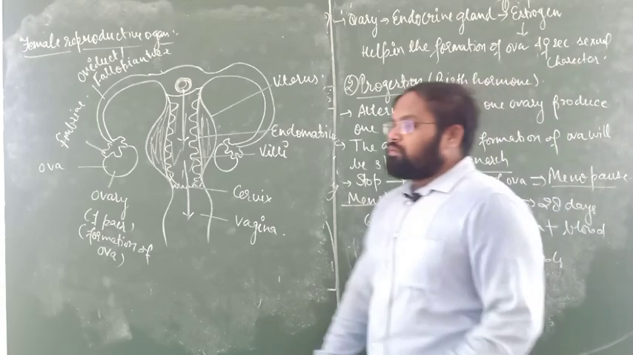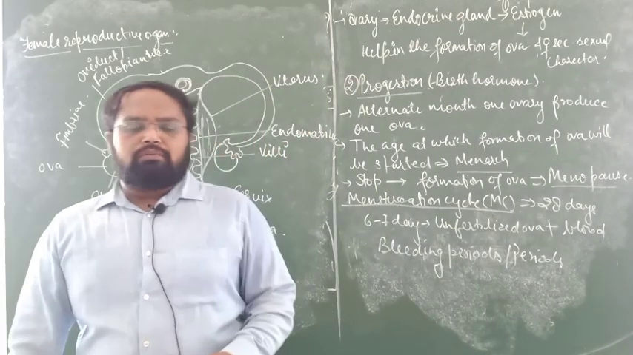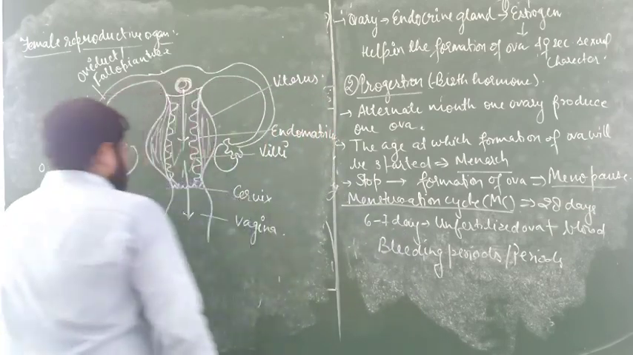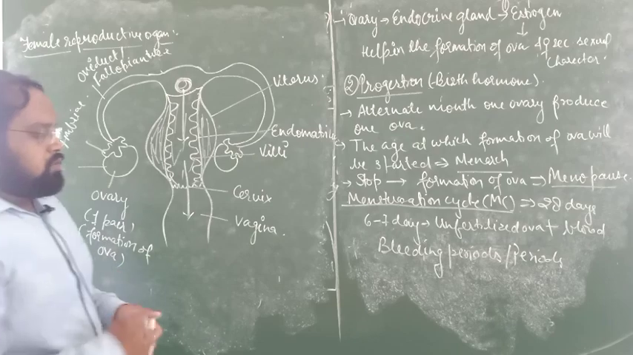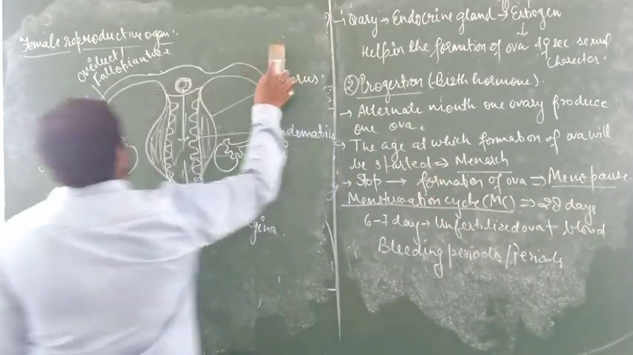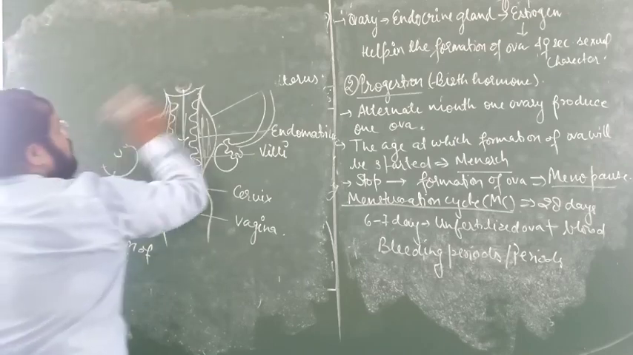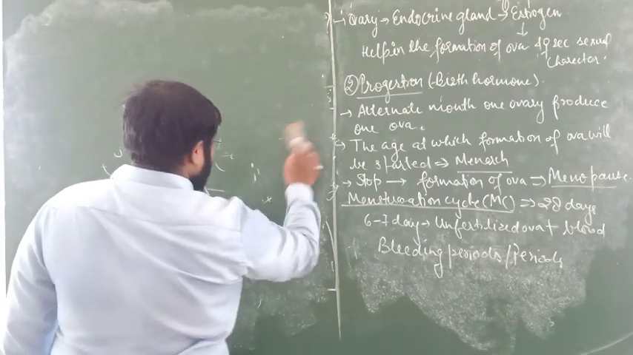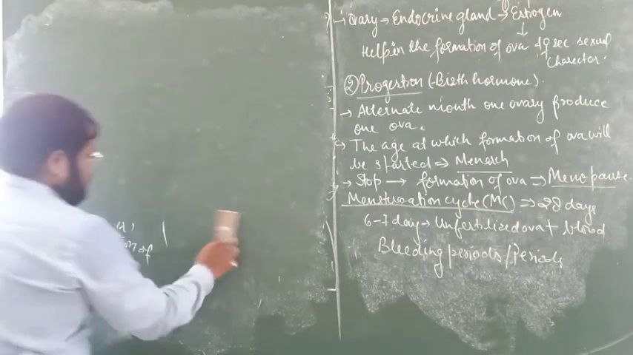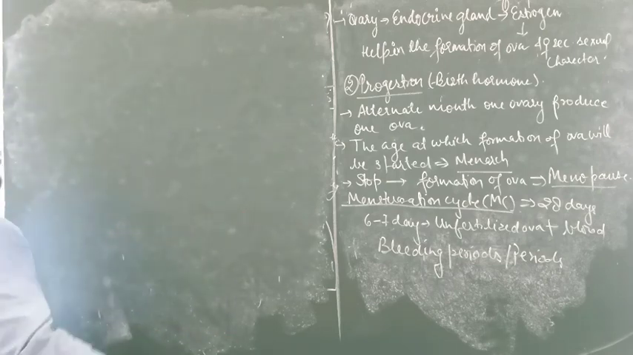So that was the female reproductive organ and the male reproductive organ. Now we are going to discuss fertilization. Now listen very carefully. So these are some points. I'm going to erase it. First thing is that fertilization is internal, because it will take place inside the body.